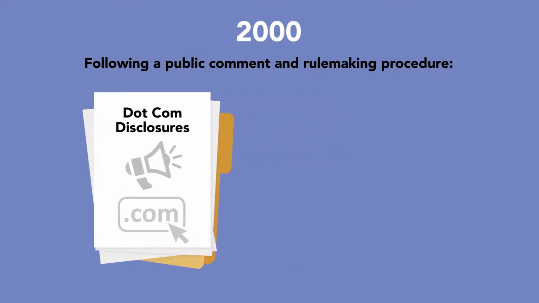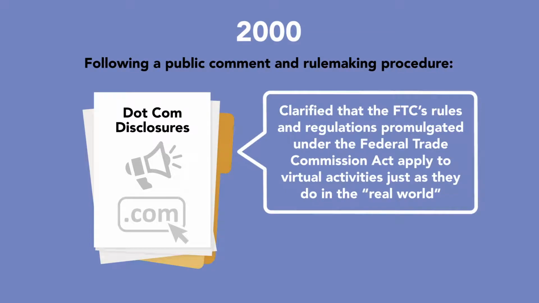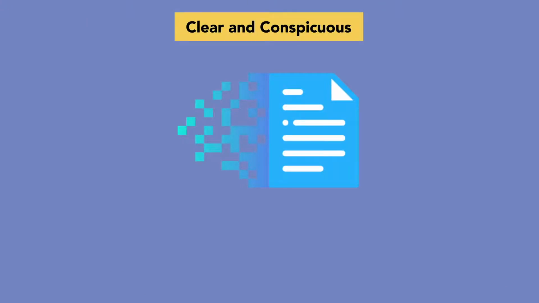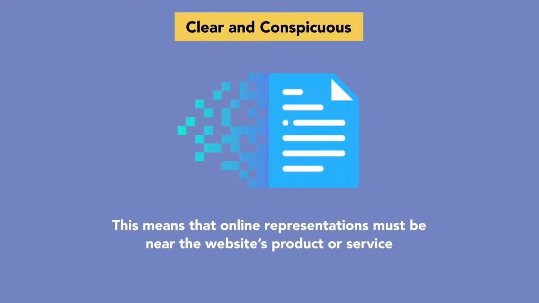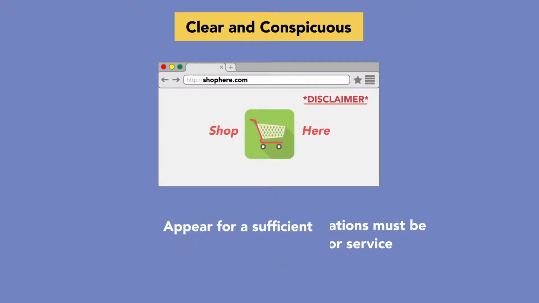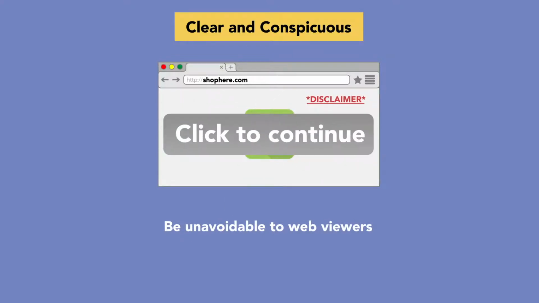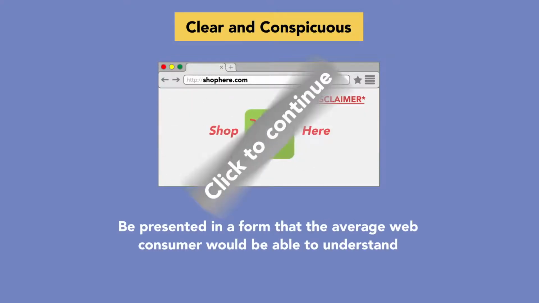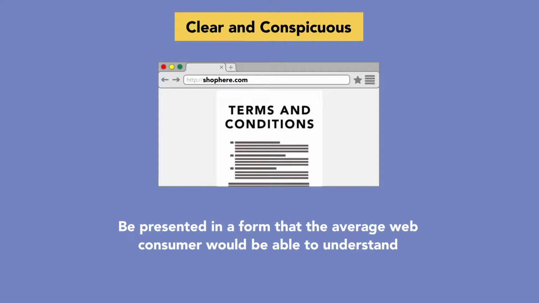This policy statement clarified that the FTC's rules and regulations promulgated under the Federal Trade Commission Act apply to virtual activities just as they do in the real world. The FTC requires all legal disclosures made electronically to be clear and conspicuous. This means that online representations must be near the website's product or service, appear for a sufficient duration, or be unavoidable to web viewers, and be presented in a form that the average web consumer would be able to understand.